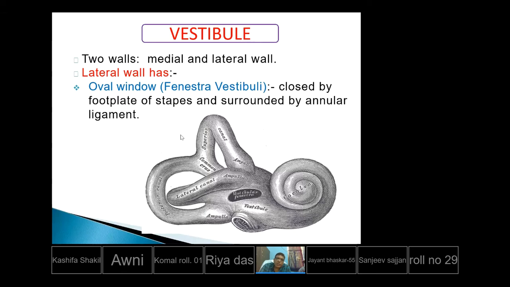Just about the vestibule. The vestibule is the central part of the bony labyrinth, and it has two walls, the lateral wall and the medial wall. The lateral wall has the oval window. You can say the lateral wall of the vestibule is the medial wall of the middle ear cavity. The oval window, also called the fenestra vestibuli, is closed by the footplate of the stapes and surrounded by the annular ligament. The footplate is fixed with the annular ligament.